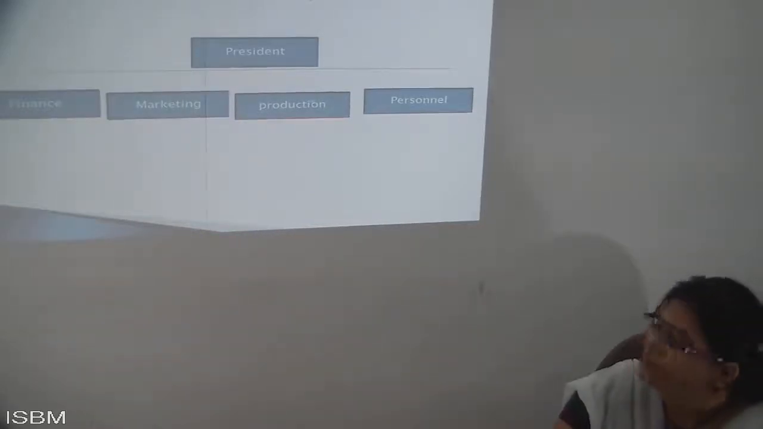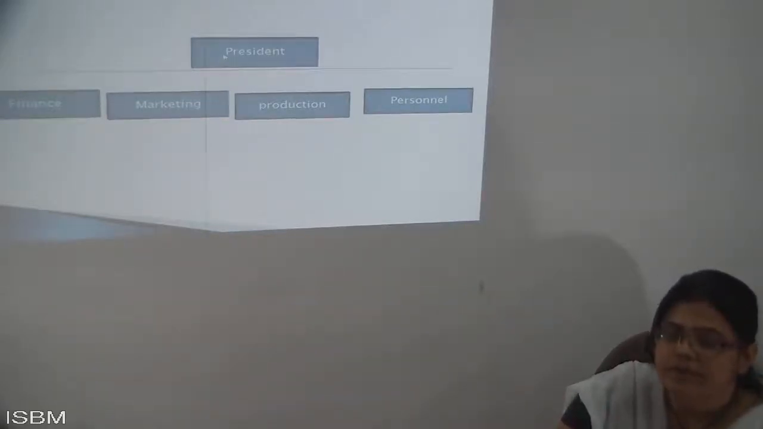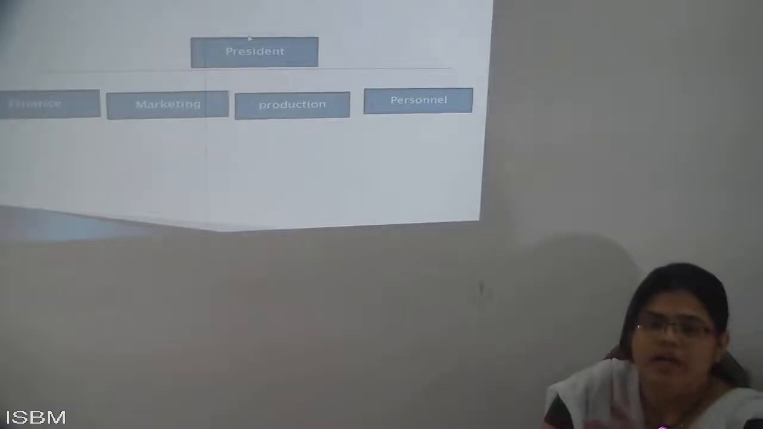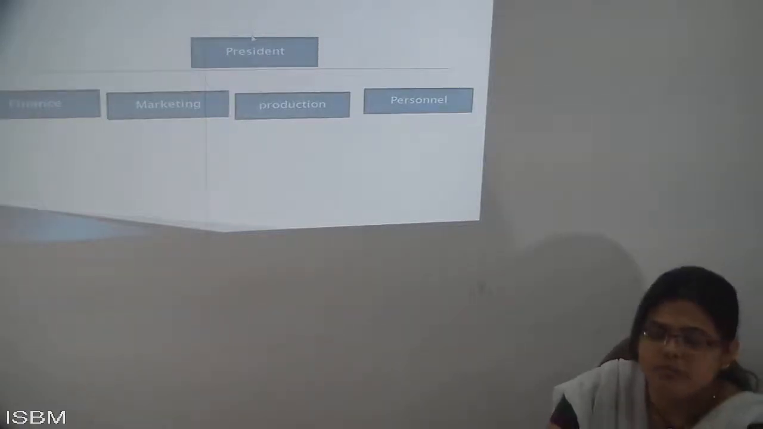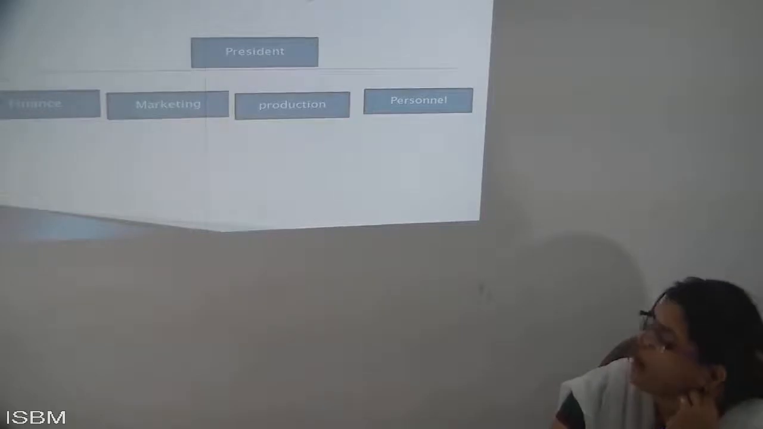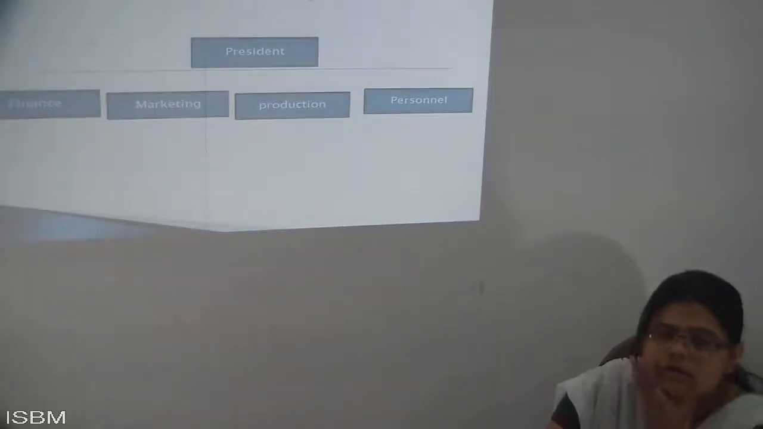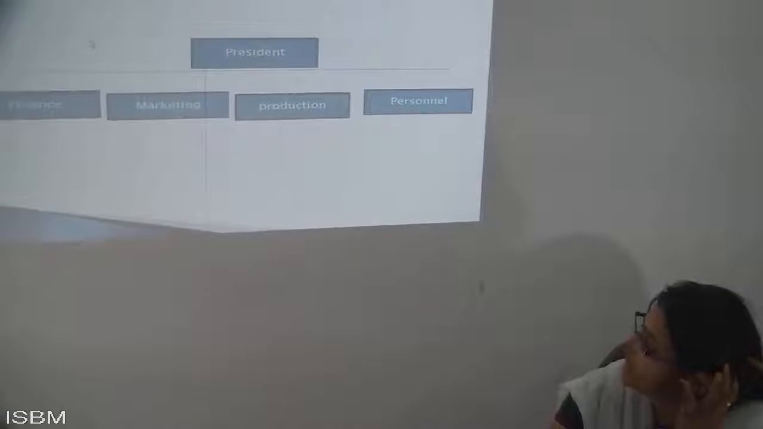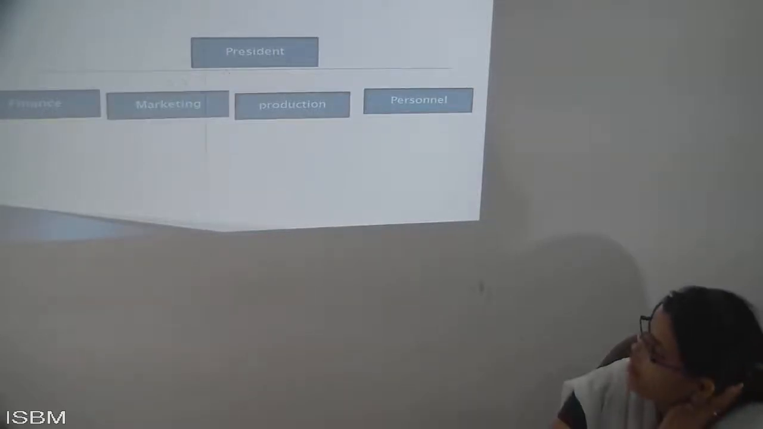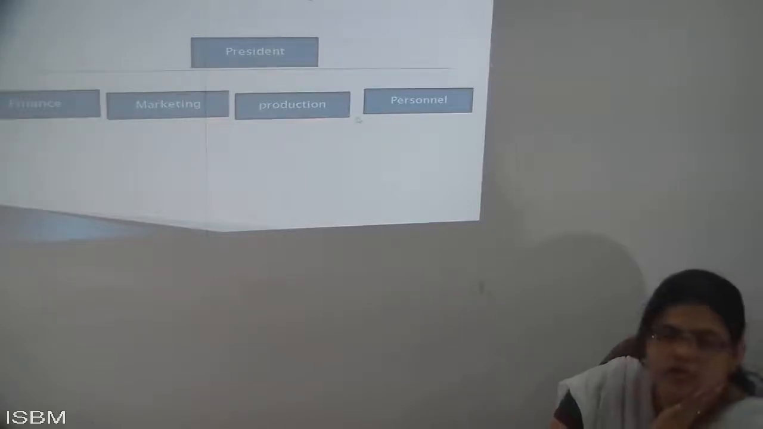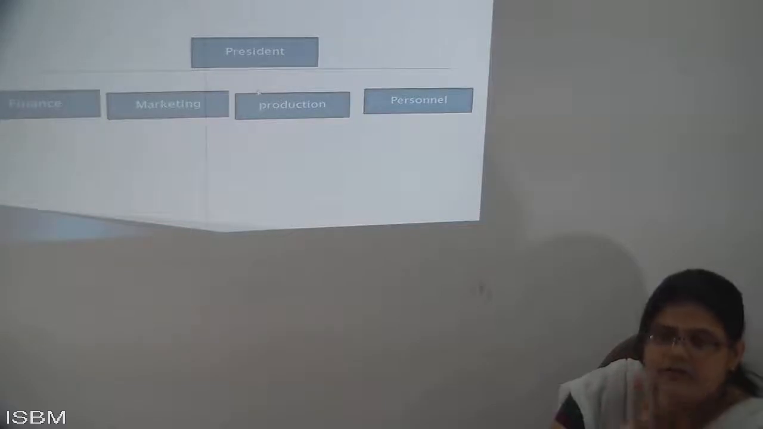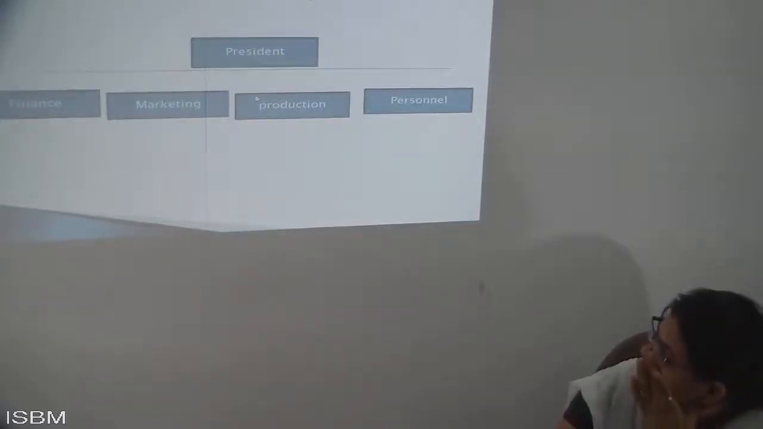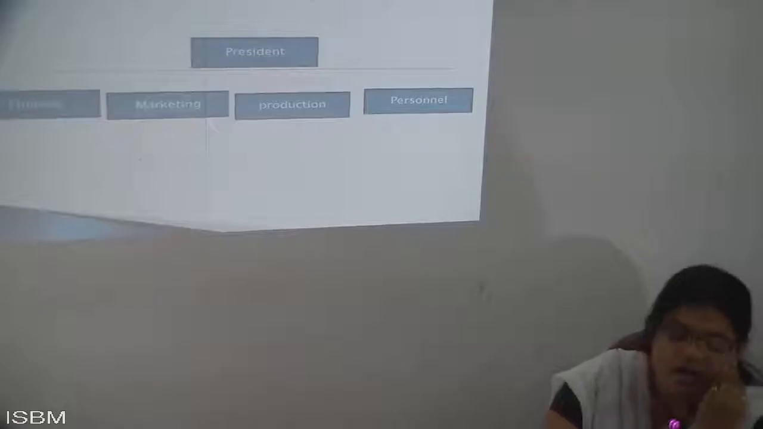You have people working in the organization. Upstairs you have VPs who handle the departments, or directors, or any other higher authority. Finally, everything is accomplished with the help of finance, marketing, production and personnel. With the help of this, your work is completed over a longer period of time. So this is one type of departmentation by function.